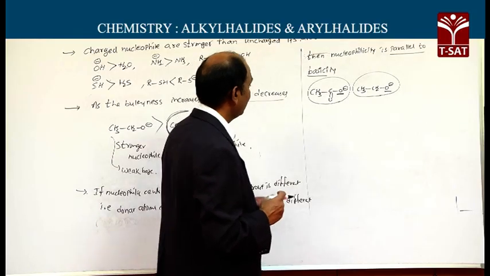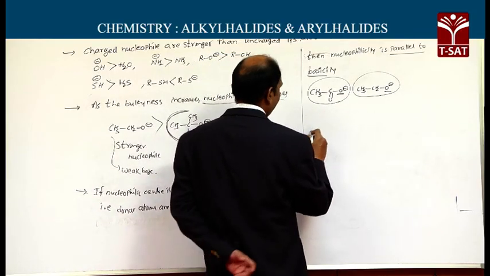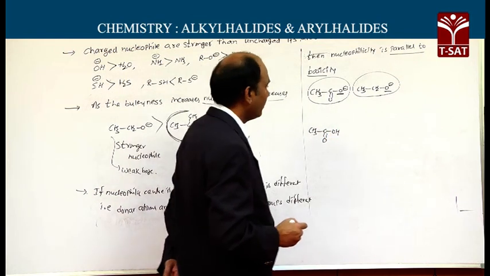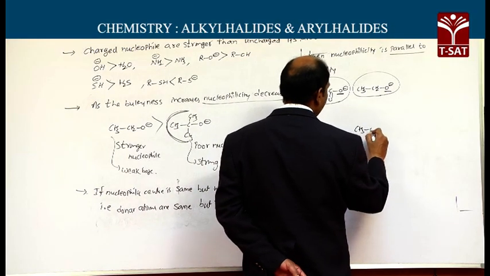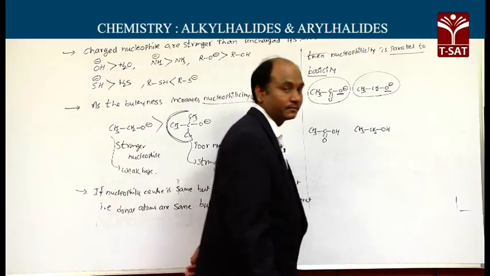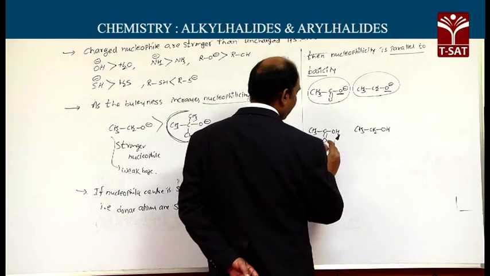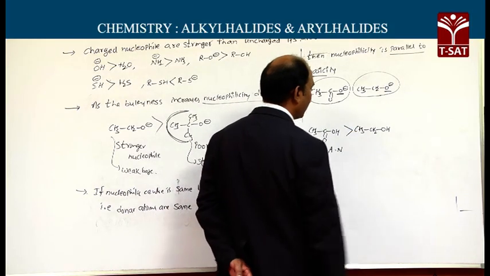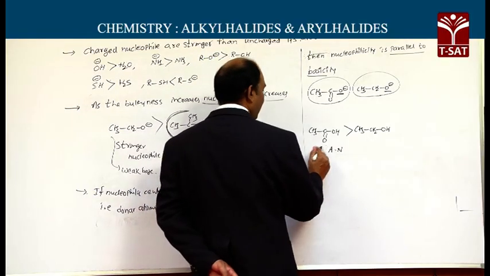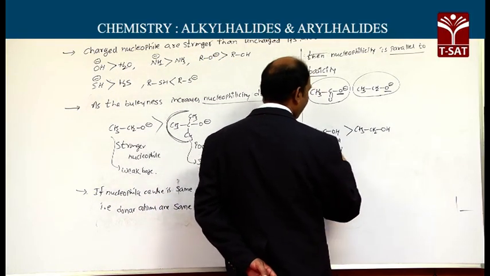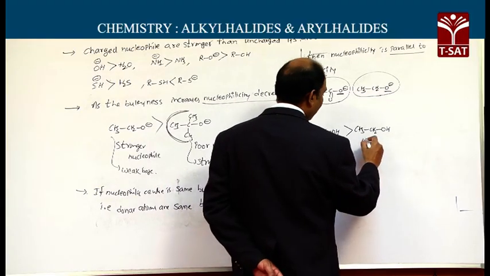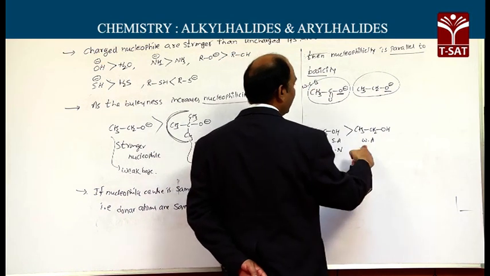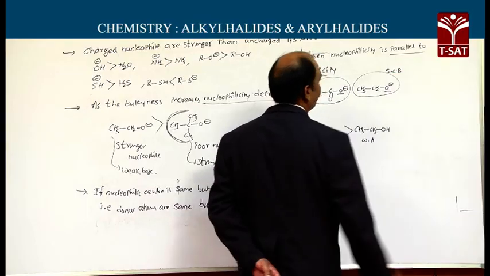How do we decide? First of all, convert this into acid. This is formed from acetic acid, CH3COOH. This is formed from ethyl alcohol, CH3CH2OH. This is a carboxylic acid, acetic acid. The acidic nature of acetic acid is greater than ethyl alcohol. Acetic acid is a strong acid, and ethyl alcohol is a weak acid. A strong acid will have a weak conjugate base. A weak acid will have a strong conjugate base.